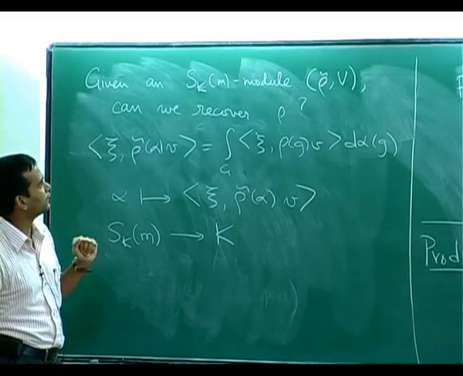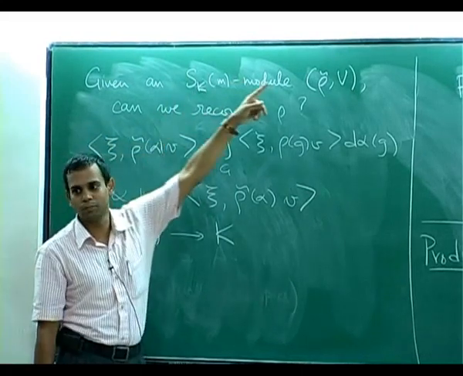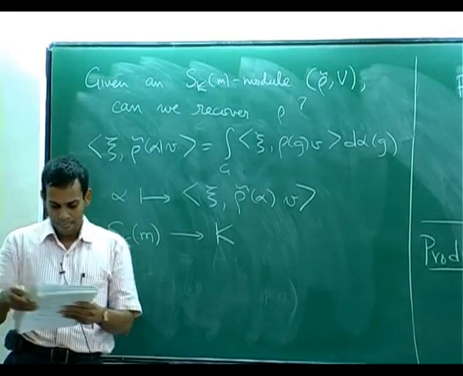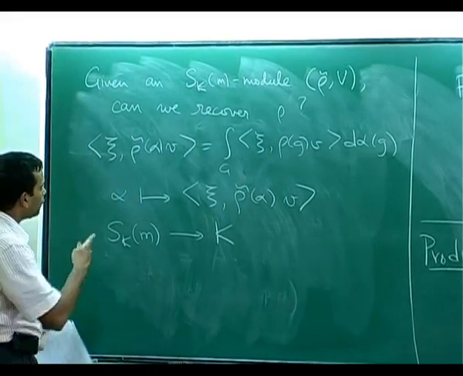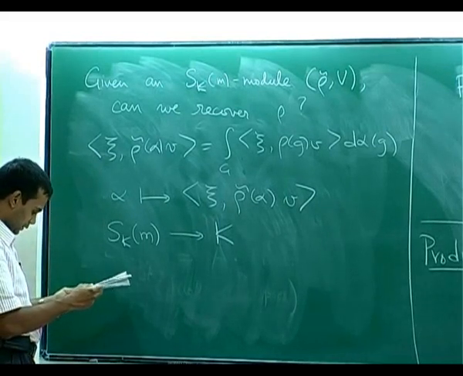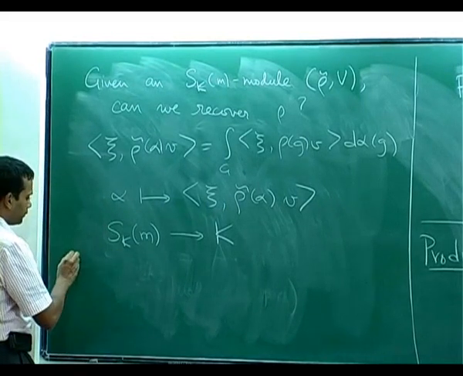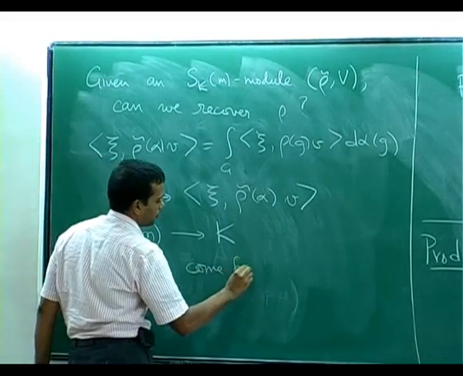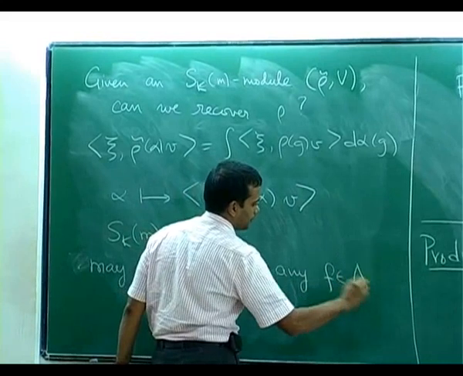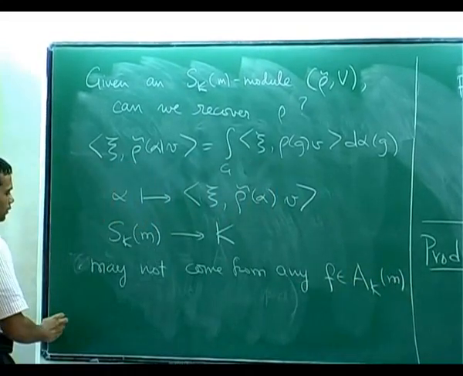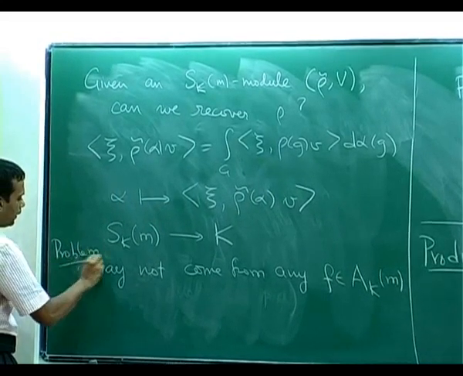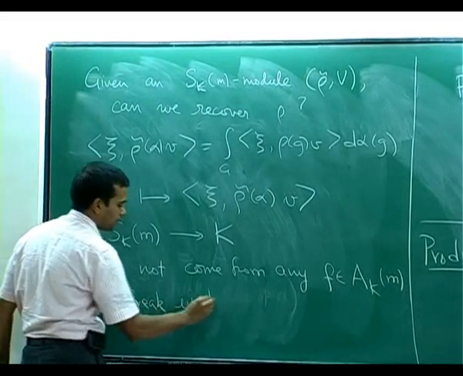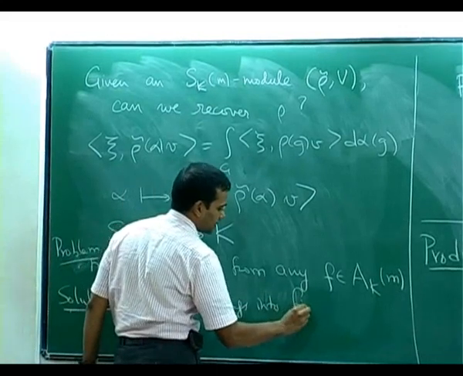And the conclusion to draw from this is that we need to put some restrictions on the SKM module. And Schur's idea was to try to somehow break up this problem into finite dimensional pieces. Not every SKM module would come from a polynomial representation. So the idea is this may not come from any representation in KM. So this is the problem, and the solution is to break up things into finite dimensional pieces.